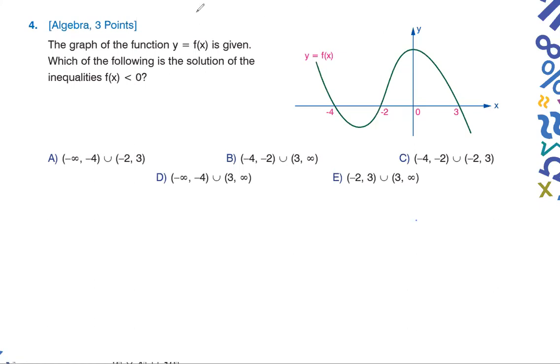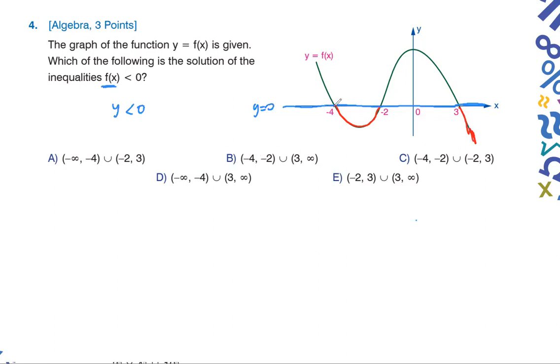So number 4, we have a graph of the function given. Which of the following is a solution to this inequality? It says f of x, which is basically the y value, is less than 0. So if you look at the graph, y equals 0 is just this line, which is our x-axis. And we are looking for something less than that. So whatever is below that line is going to be our solution set, which is basically this region and this region. So we are looking for it in interval notation.